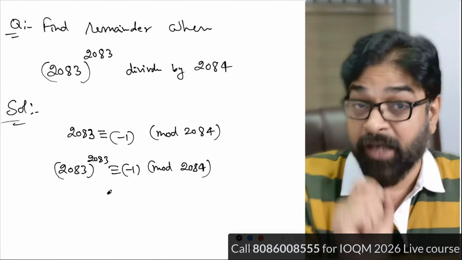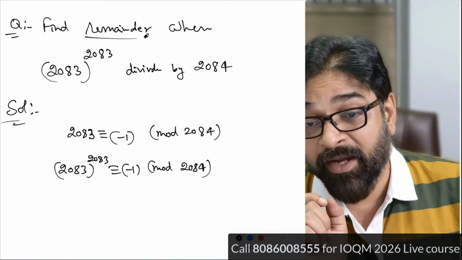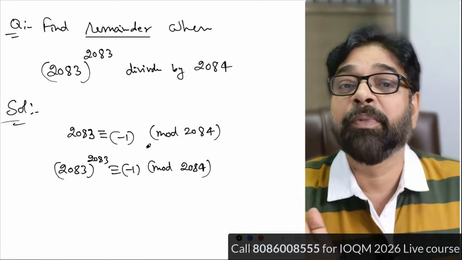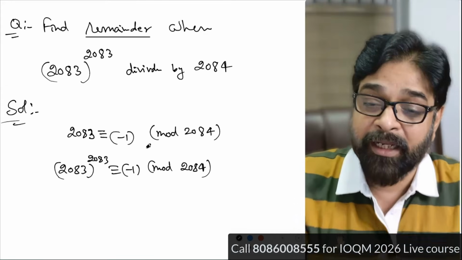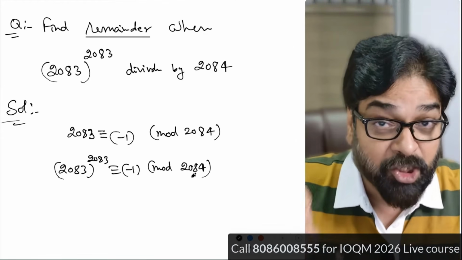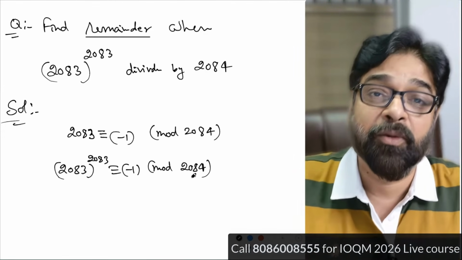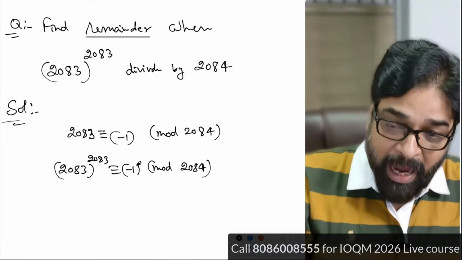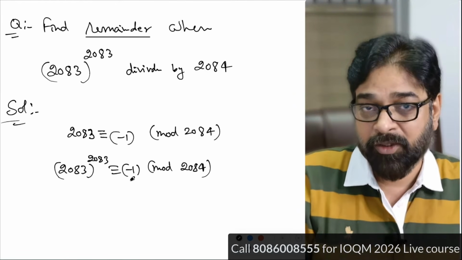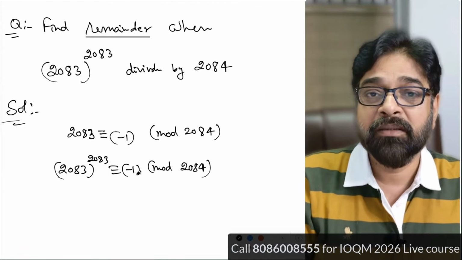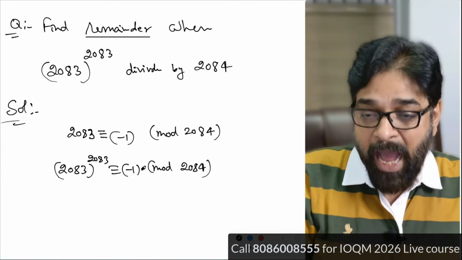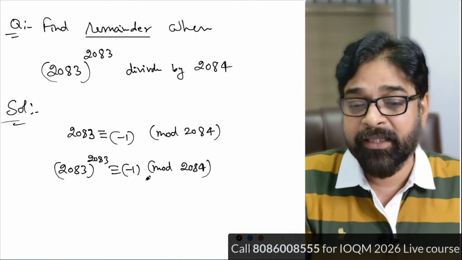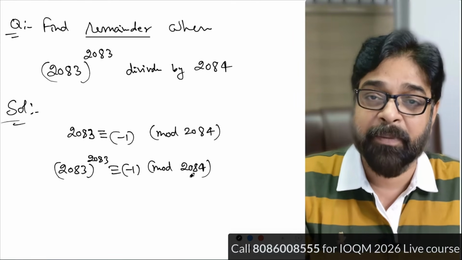But question, try to understand. They are asking find remainder. And all of you know, remainder means what? The number should be between 0 to 2084, excluding 2084, but including 0. Means this cannot be called a remainder. I want this positive. What should I do? Just add this. You are free to add or subtract any multiple of this.